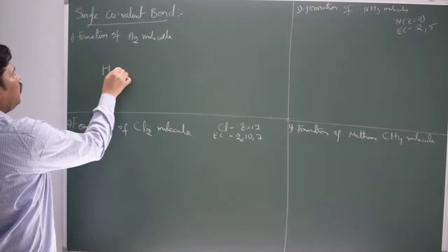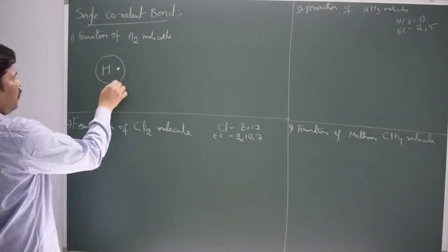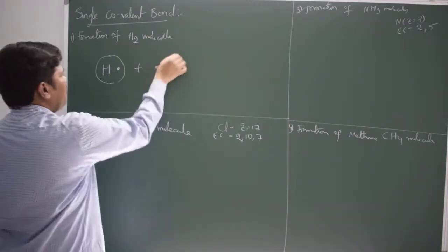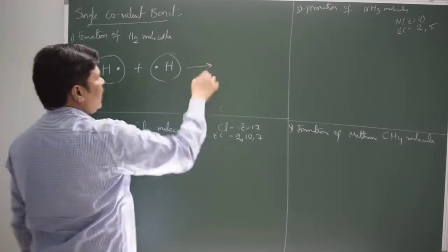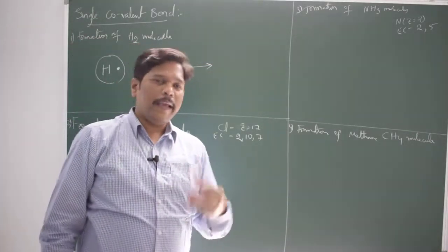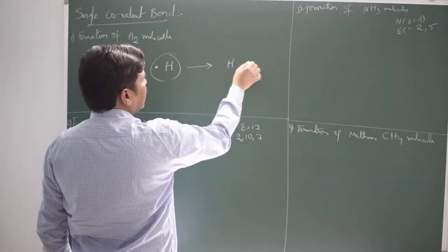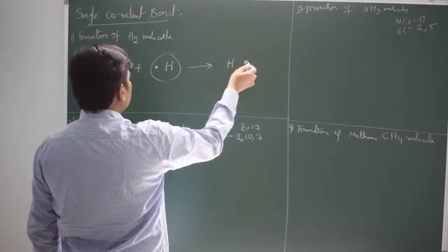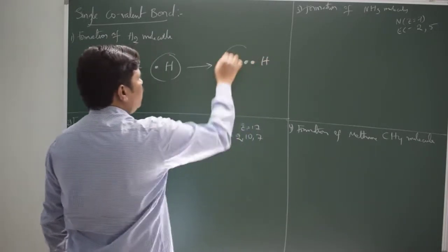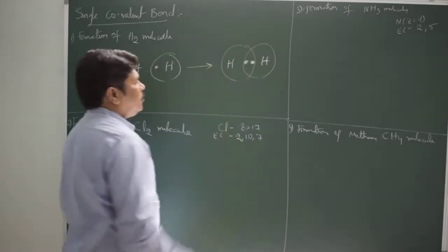Hydrogen has only one electron in the outermost shell. So I'm going to write the symbol like this. Hydrogen. So one more hydrogen atom. Both hydrogen atoms can attain a stable state by reaching the nearest noble gas, helium. So each hydrogen atom is going to share its one electron with the other hydrogen atom, and both will have a bond like this.